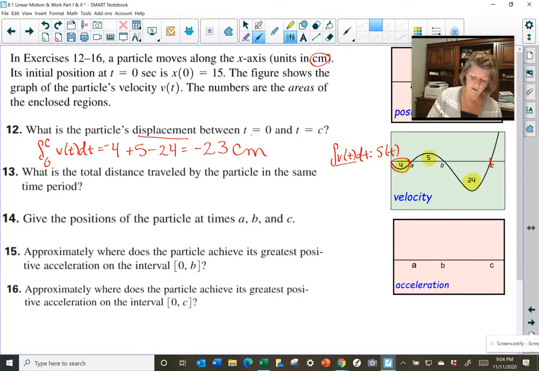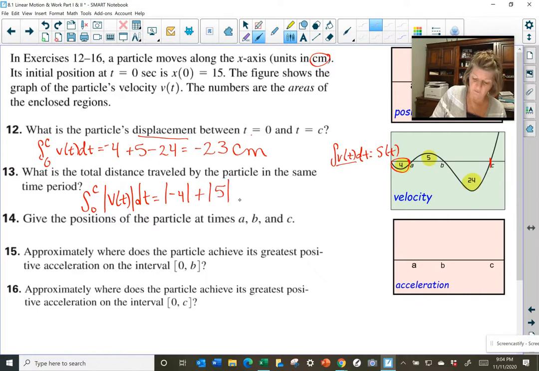What is the total distance traveled by the particle in that same time period? Now what I would have is an application where I go 0 to c absolute value v of t dt, which would result in absolute valuing each of these little pockets of movement. And I'm just going to continue to show all 3 absolute valued, even though that middle 5 wouldn't have been totally necessary. I get 4 plus 5 plus 24, 28 plus 5, 33. 33 centimeters is what the total distance traveled was.